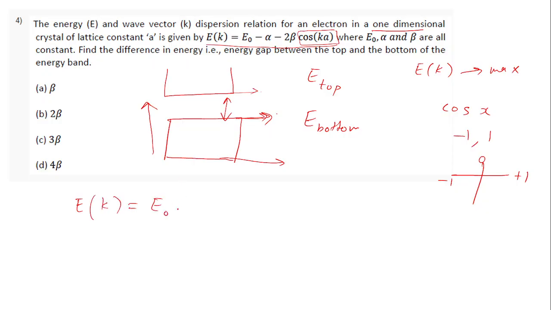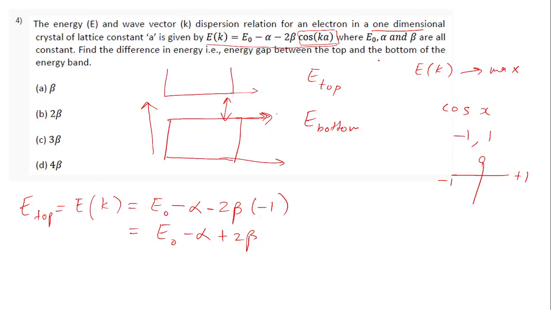When we substitute the minimum value of cos Ka, -1, the expression will become, if there is any doubt in this step, you can ask, I think it's straightforward, for 2 beta, and the minimum value cos can take is -1. So this will be E0 minus alpha, and this will become plus 2 beta. So this is the energy of the top of the energy band, because this is the maximum energy possible.